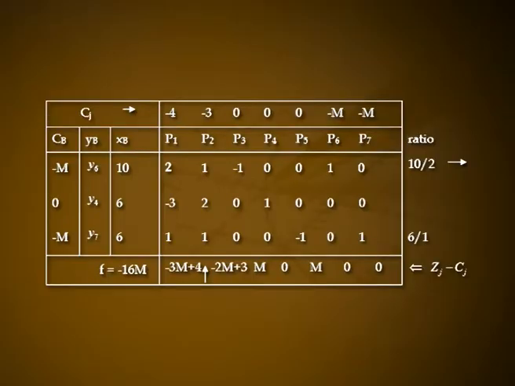The first iteration table is: among Zj minus Cj values, the most negative is minus 3M plus 4. Corresponding minimum non-negative ratio is 10 by 2. Hence, the vector y1 corresponding to the variable x1 enters the basis and the vector y6 corresponding to the artificial variable a1 with least ratio leaves the basis. The column vector corresponding to a1 is removed from the simplex table.